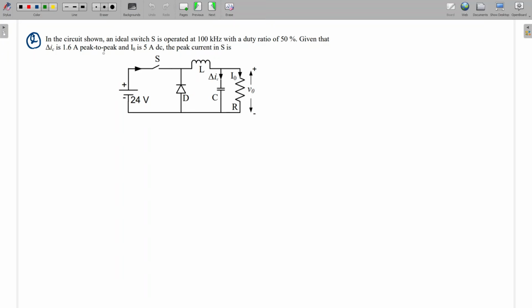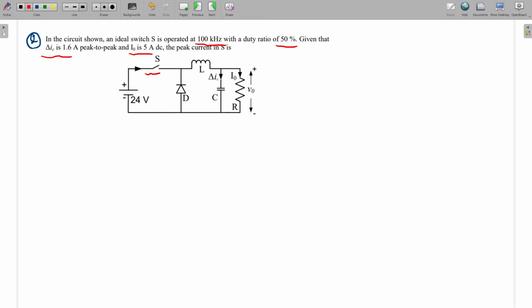So this is a previous year GATE question. The switch is operating at 100 kilohertz, duty ratio is 0.5, delta IC is given as 1.6, and I naught is given as 5 ampere. So the peak value of current through this switch we have to calculate. First we can check whether it is continuous or discontinuous.